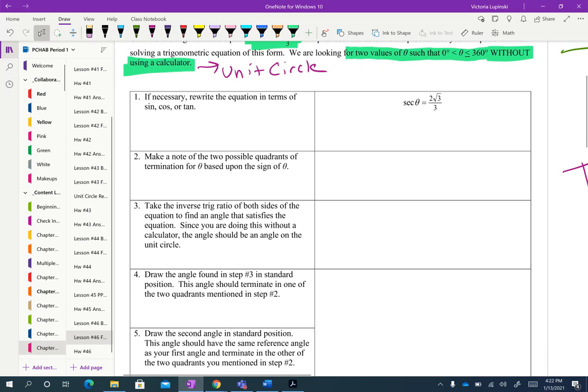So again, here is our equation. The secant of theta equals 2 radical 3 over 3. And we're going to go ahead and try to solve that. So step one, whenever you're coming across a problem like this, is you're going to rewrite it in terms of sine, cosine, or tangent. Hopefully at this point, you remember that the secant is the reciprocal of the cosine. So I'm going to go ahead and rewrite this as the cosine of theta. And because it's the reciprocal, I'm going to flip my fraction. So 3 over 2 radical 3.